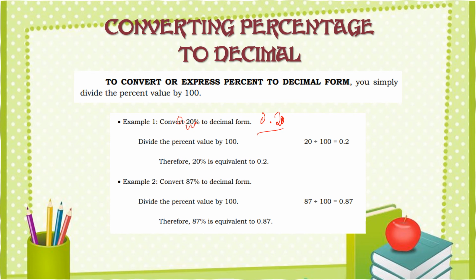Next, we have 87%. The decimal point here is after 7. We have to move the decimal point two places going to the left. 1, 2, write the decimal point and add 0. Therefore, 87% is equal to 0.87. So that is how we can easily convert percentage to decimal.